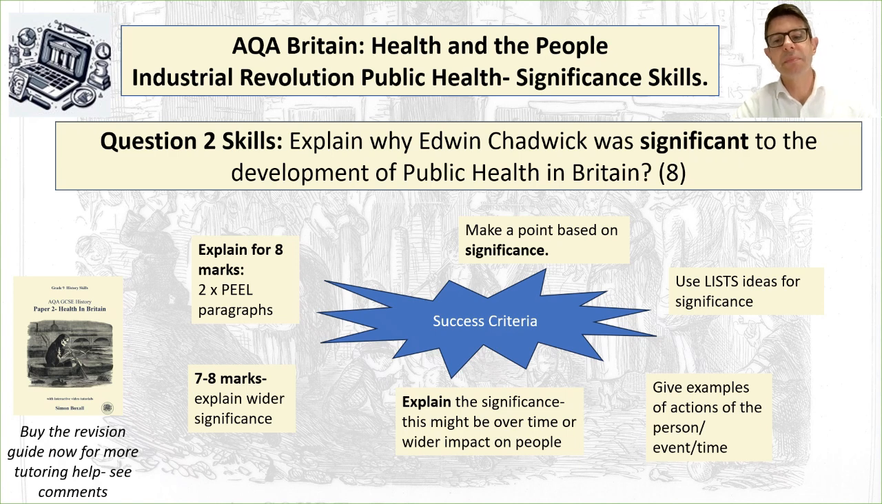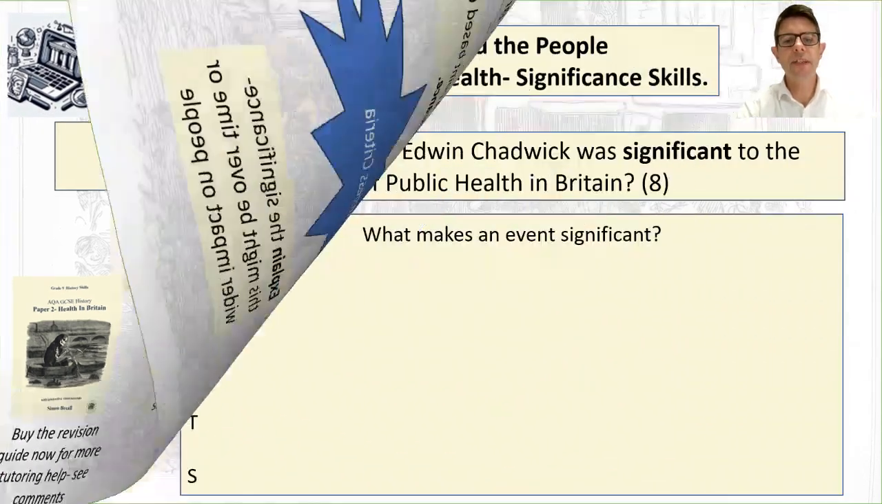Then in our explain section, we're going to explain why that is significant. And that might mean talking about long-term impact or impact on people wider than just himself and a few people around him. So that would make him significant. And if we can do some wider significance, we can get to 7 or 8 marks in our answer. So what is LIST then?